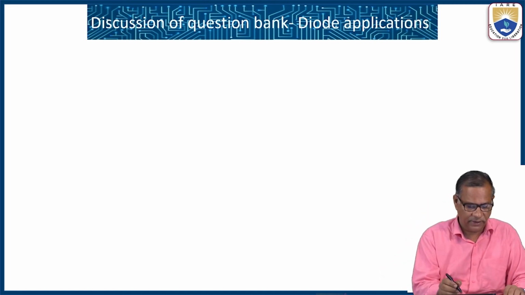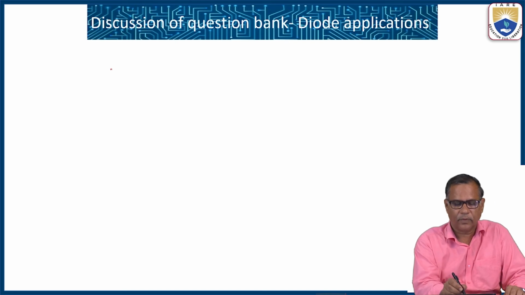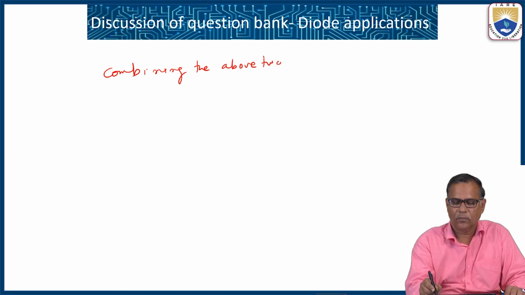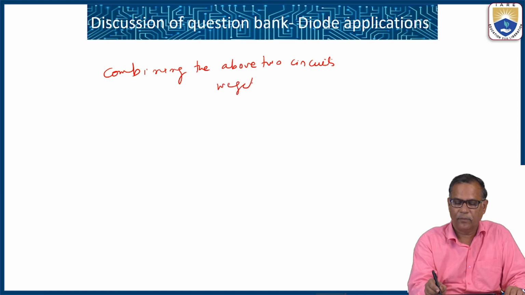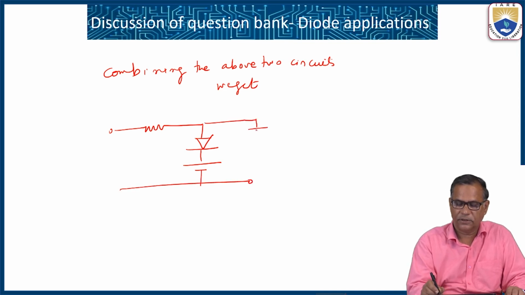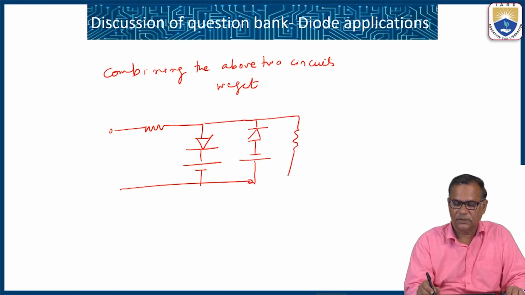So combining these two, combining the above two circuits, we get this. So this is a positive clipping circuit, what we have done in the beginning, and this is the negative clipping circuit with minus 4 volts, and this is the load resistance RL.